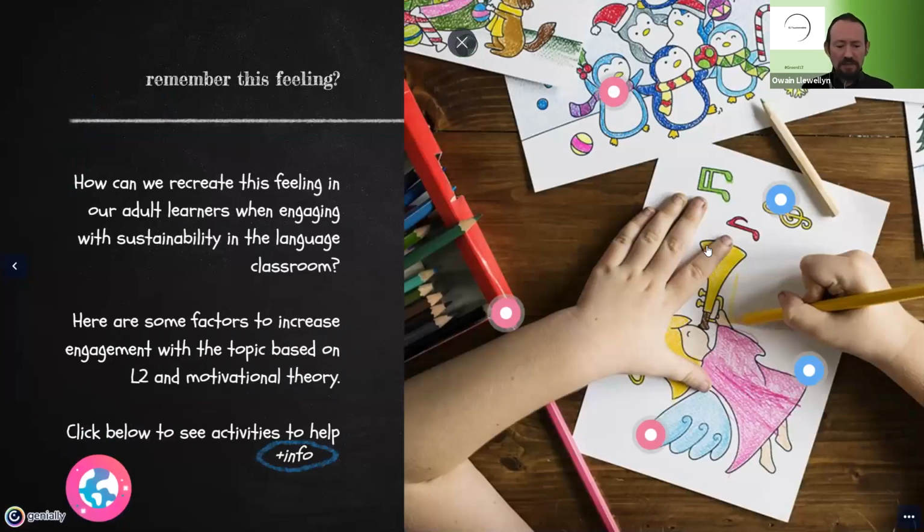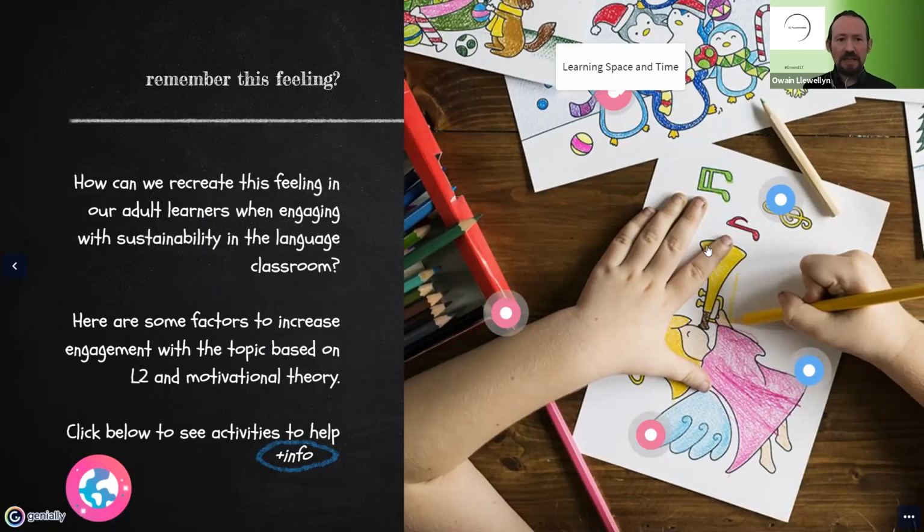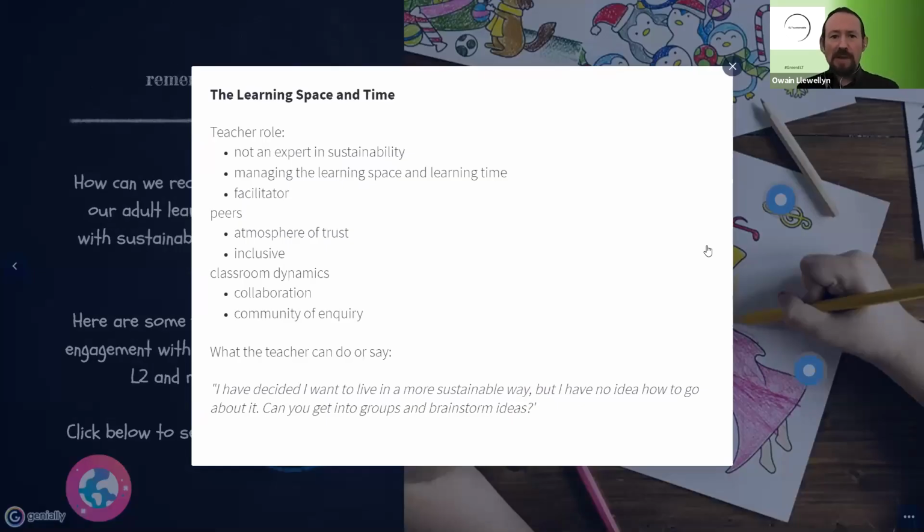Well, the first thing is the learning space and time. Now, one thing you don't need to do to get this is to be an environmental expert. I'm not. I have a degree in English literature, and you might not be, but you can create this learning space and time by all the things you normally do, managing this space, facilitating, getting the peers to have an atmosphere of trust, because just like learning L2, talking about environmental issues can make learners nervous.